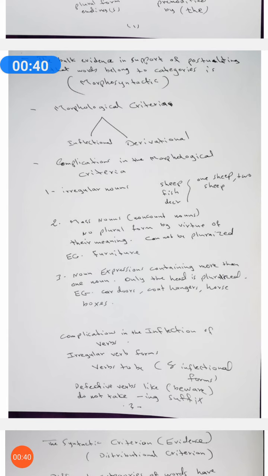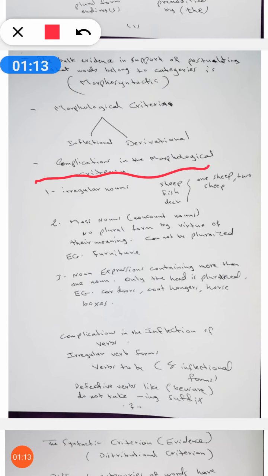Now, as we have said, the first criterion is the morphological criterion. However, the morphological criterion is only suggestive, it is not inclusive. Yani we cannot depend entirely on the morphological criterion because there are so many complications and problems in the morphological criterion. So now we talk about the complications in the morphological criterion.